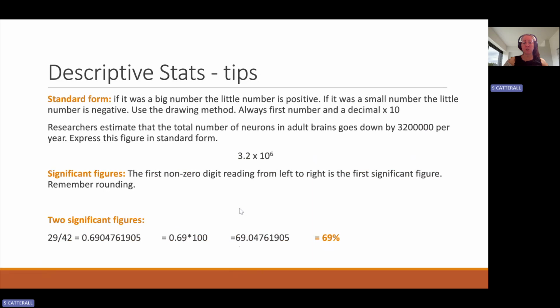It might be that it starts with a zero. So say this, for example, we were putting this to two significant figures, it would still be 0.69, because a leading zero is not a significant figure.